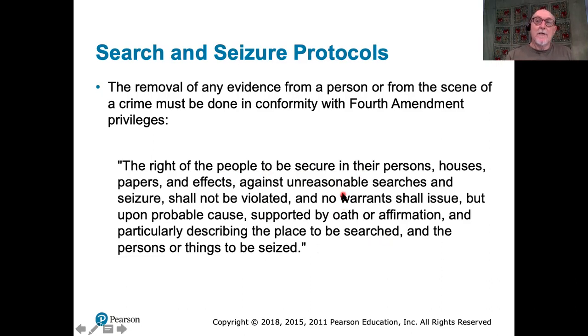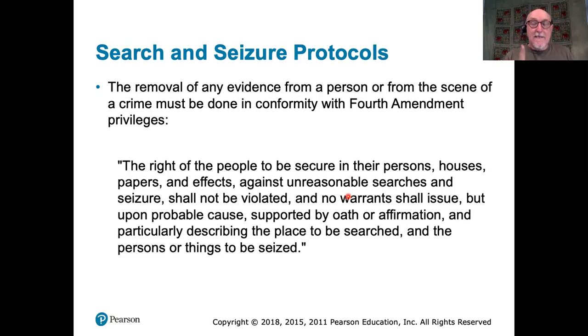They need to tell the judge why it is likely that this person is involved in this crime. They don't have to prove that they are involved in the crime. They have to say why it is likely that this person may be involved in the crime. They have to describe to the judge where this person lives and what they will do to try and gain entrance. And once they have gained entrance, exactly what it is they are looking for.